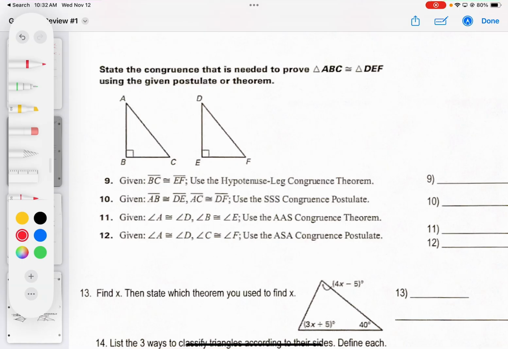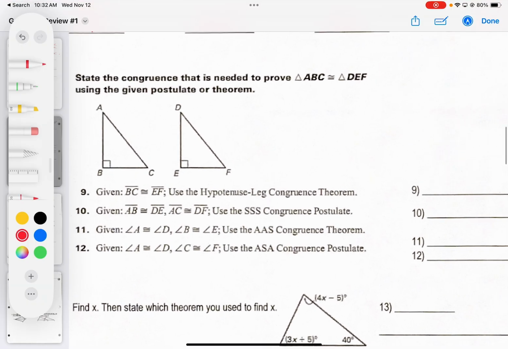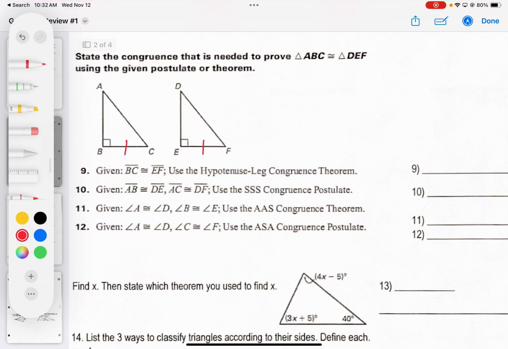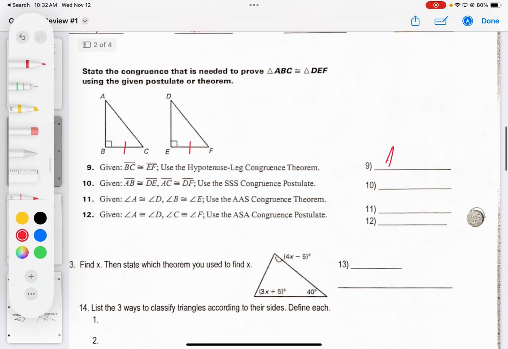Okay, cool. And then 9, 10, 11, and 12 says state the congruence that's needed to prove the triangles congruent. You had some exercises like this on your quiz as well. So you just need to say what additional piece of information you would need. So, like, the problem changes each time. So for 9, it says, given that BC is congruent to EF, use the hypotenuse leg theorem. So what piece of information would we be missing? We need the hypotenuse. So then what that looks like, don't just say a side, don't just say hypotenuse, tell me which sides that you need. So you would need AC congruent to DF.